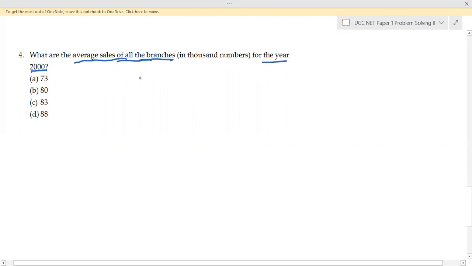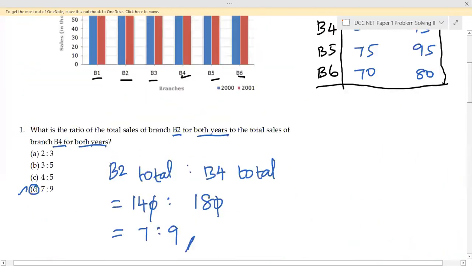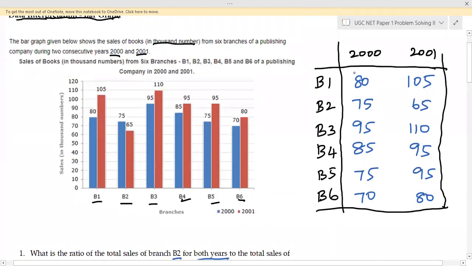So we have to find the average sales of all the branches for the year 2000. That means we'll have to take the sales for all the 6 branches, B1, B2, B3, B4, B5, and B6, but for the year 2000. We'll go back to the table. I'm going to take all the values for the year 2000. So the values are 80, 75, 95, 85, 75, and 70. Let's carefully add up all these values.